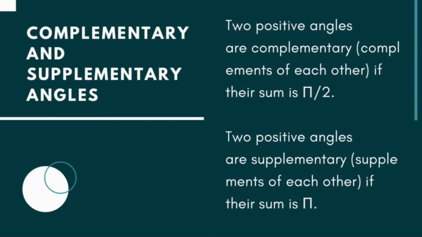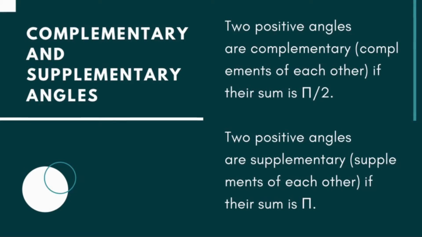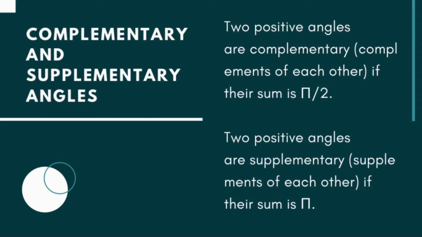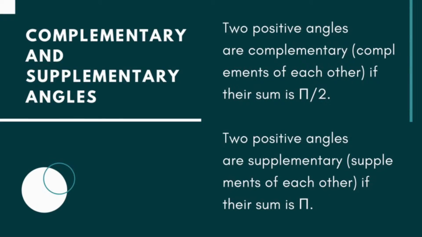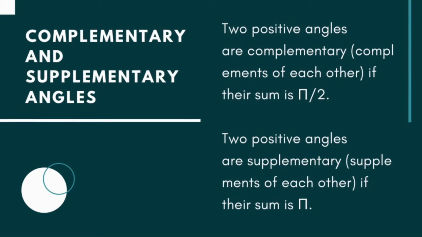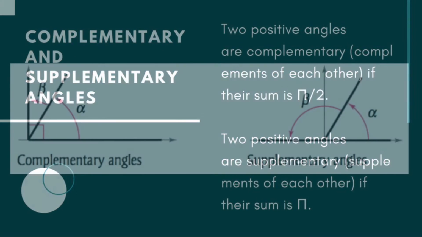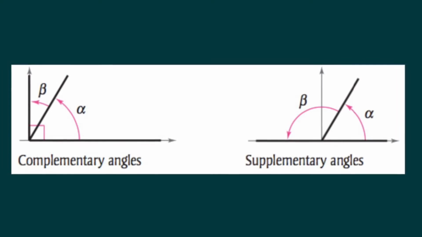Complementary and supplementary angles. 2 positive angles are complementary, complements of each other, if their sum is pi over 2. 2 positive angles are supplementary, supplements of each other, if their sum is pi. You can see this in the figure below.